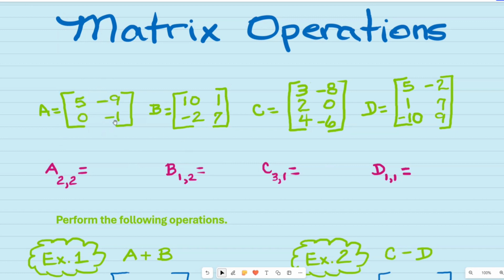So for matrices A and B, if I go to C and D, I now have a 3 by 2 because I have 3 rows and 2 columns.